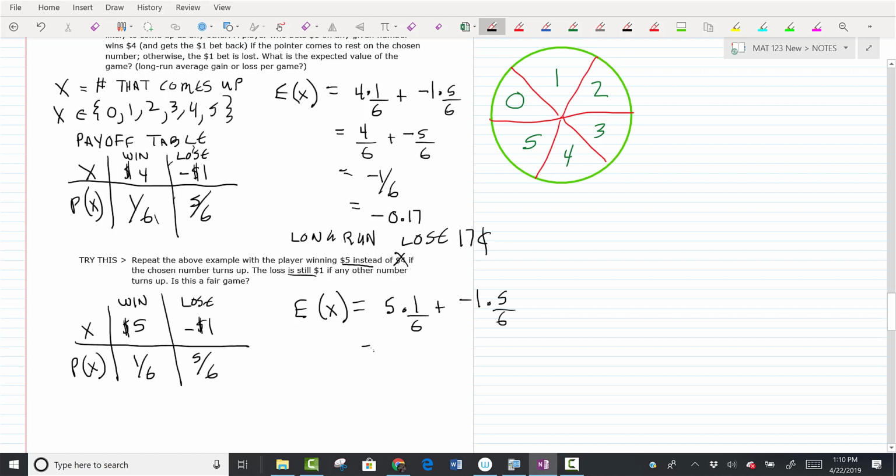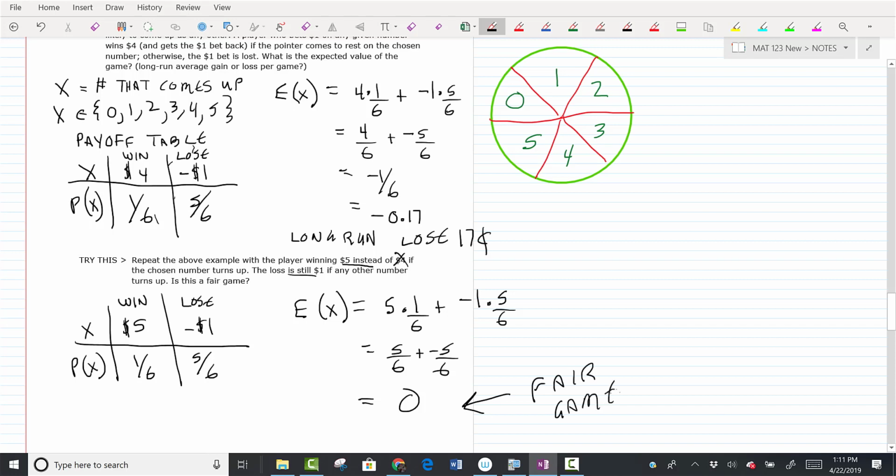So what you end up with is 5/6 plus -5/6. So what's the answer? Okay, what does that mean? You break even. So if you play that game a million times, you're probably not going to win, but you're not going to lose either. So what we call this is a fair game.